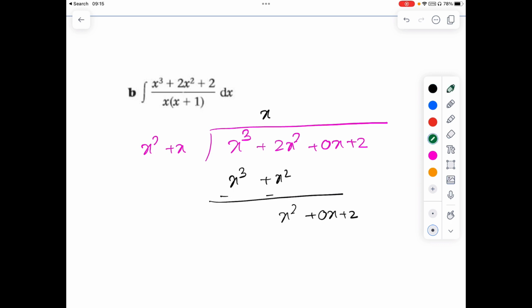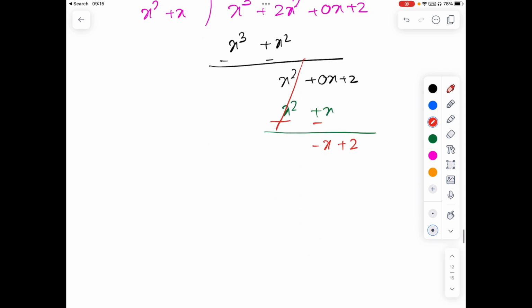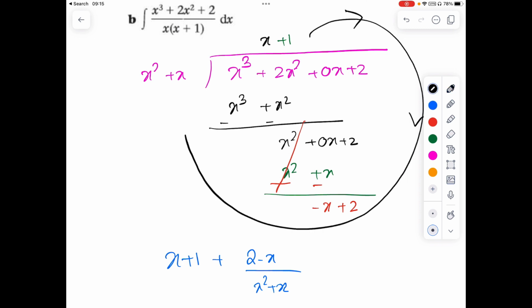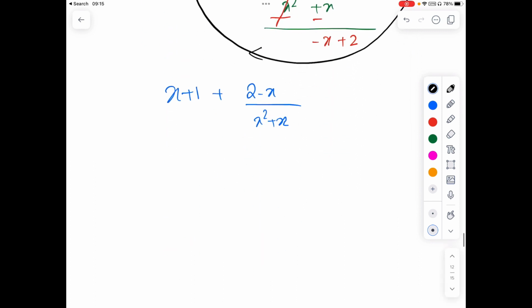So again plus 1 times, so it becomes x squared plus x. Subtract, it becomes negative x and 2. So the fraction can be written as x plus 1 plus (2 minus x) upon (x squared plus x). So always try to write it out in the form of a circle, starting from over here: x plus 1 plus (2 minus x) upon (x squared plus x).